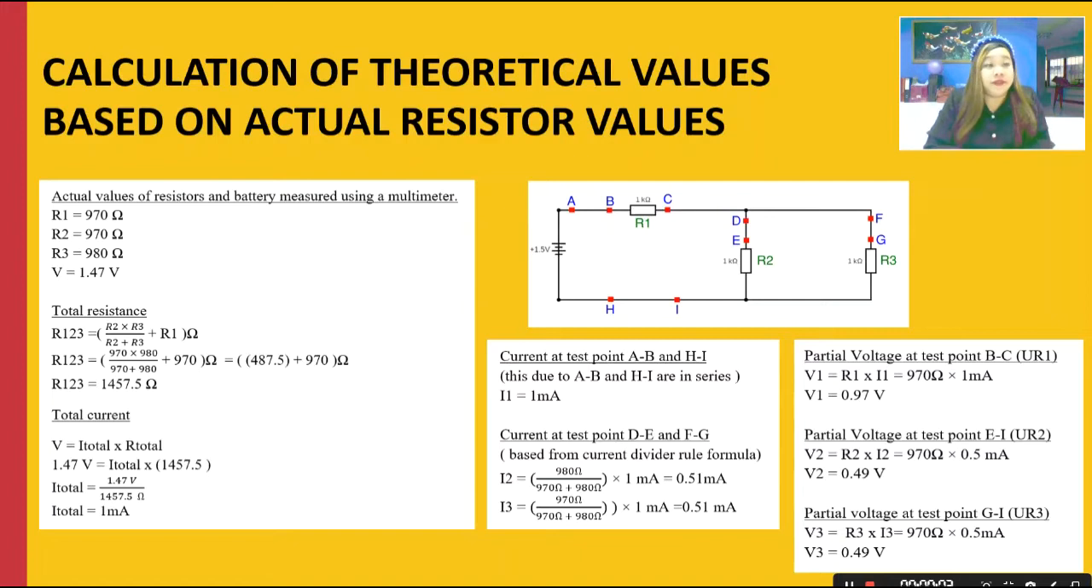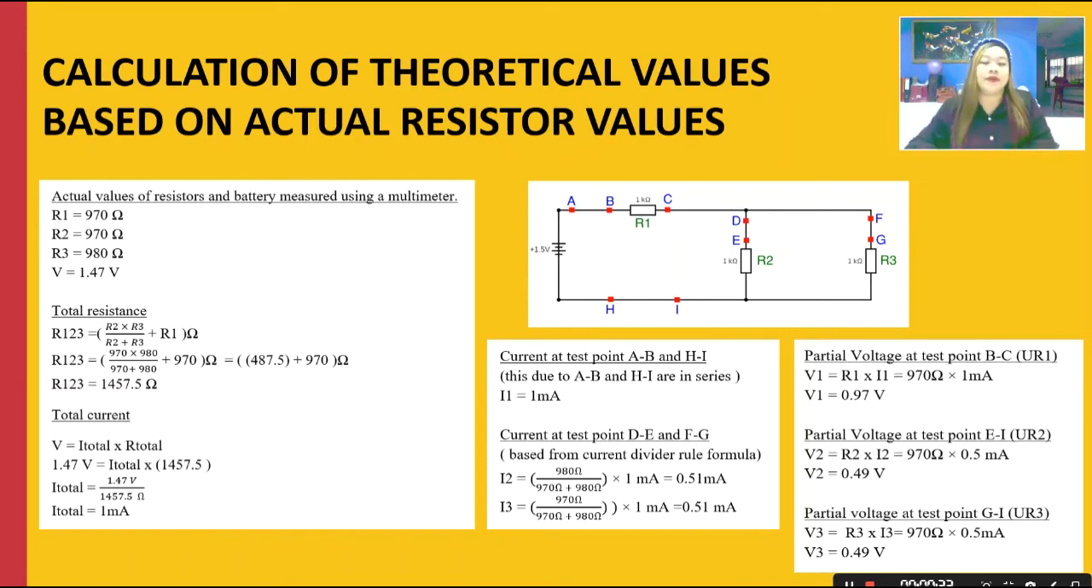Alright, so in the video you have seen that we've actually measured the actual values of the resistors and a battery using a multimeter. So it is important that we use the true measured value of the resistor when calculating the theoretical values, when we want to compare between the measured values and the theoretical values. This is so that we can compare apples to apples when comparing the results.